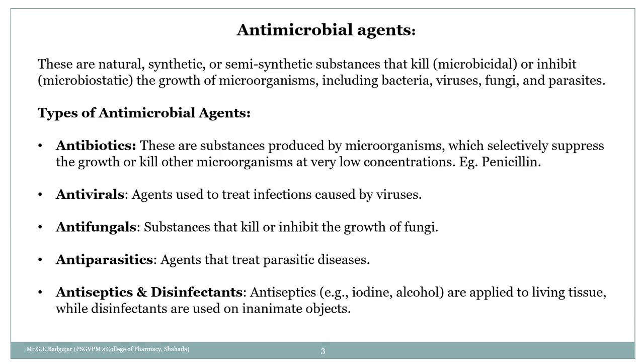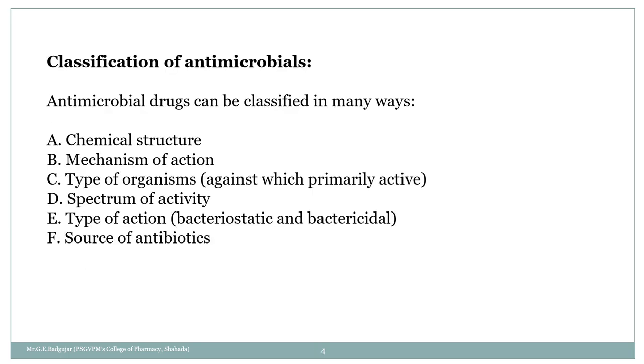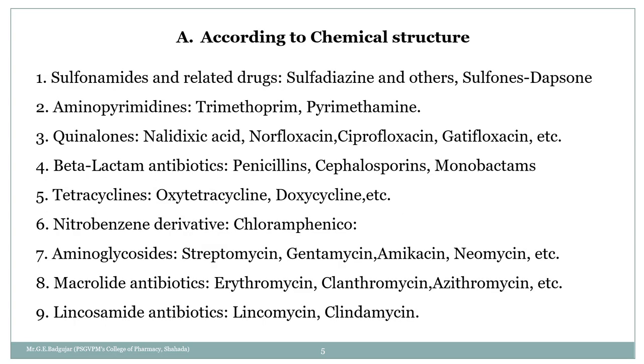So we can classify these drugs in various ways. Let us see the classification of antimicrobial agents. Antimicrobial agents can be classified in many ways, like according to their chemical structures, according to their mechanism of action, and the type of organisms against which they are active. We can also classify them according to the spectrum of activity or range of activity, according to the type of action, that means either they kill or inhibit the growth of bacteria, and we can also classify them according to the source. So let us see how these antimicrobial agents can be classified in these ways.